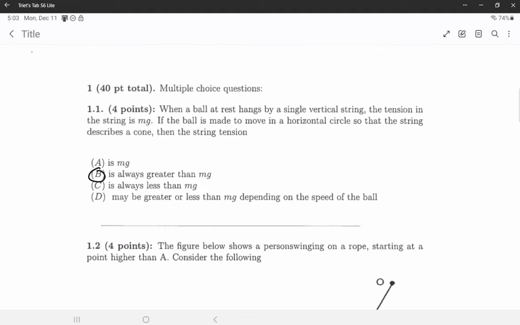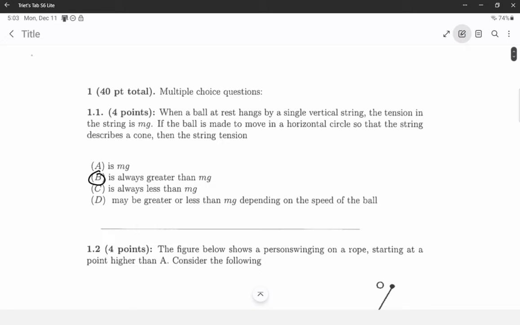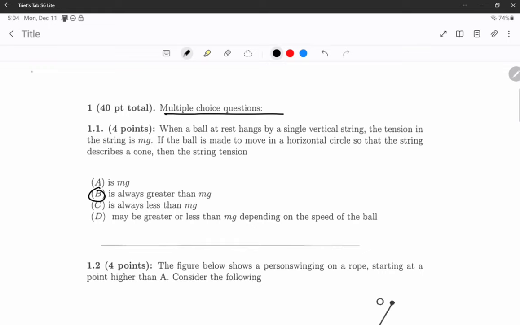So, first is the multiple choice section. 1.1: when a ball at rest hangs by a single vertical string, the tension in the string is mg. So at rest, vertical, right? Gravity is mg, and the tension in the string is also mg, so it's at rest, obviously.